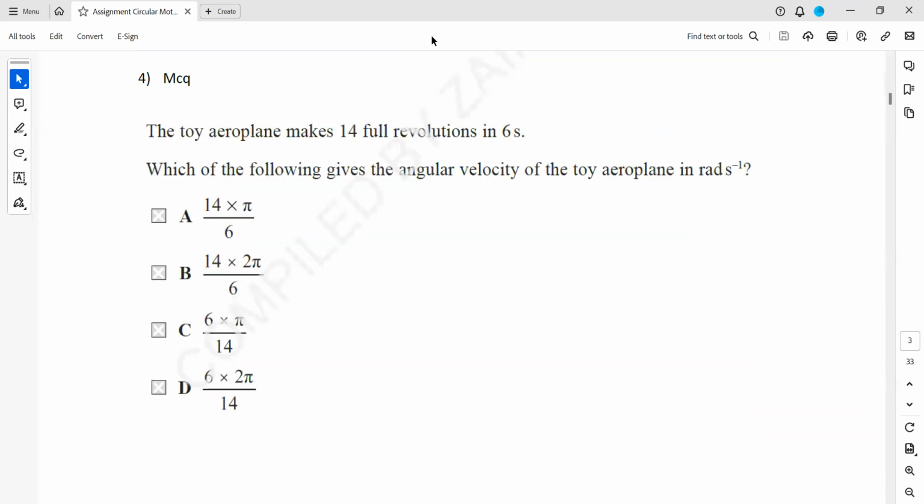The toy airplane makes 14 revolutions. So one revolution is 2 pi radians. How many radians are there? It will be 14 multiplied by 2 pi and divided by time, which is equal to 6. So 14 into 2 pi divided by 6. That will match with option B as well.